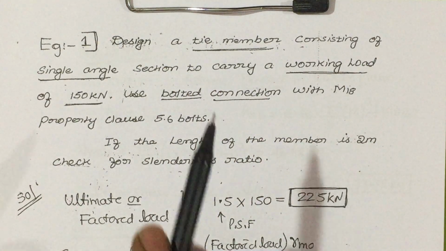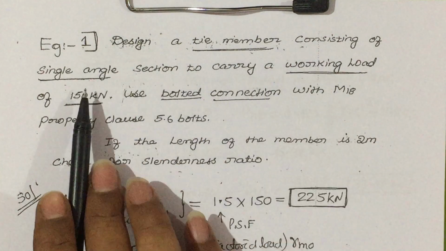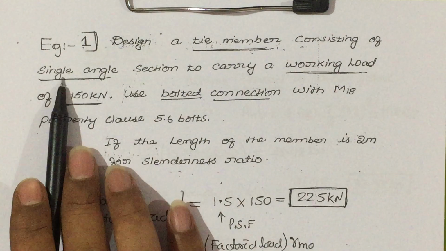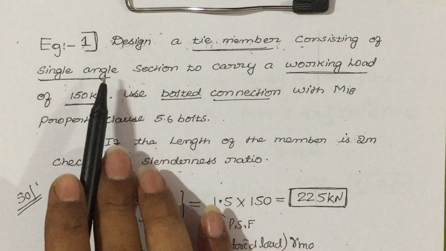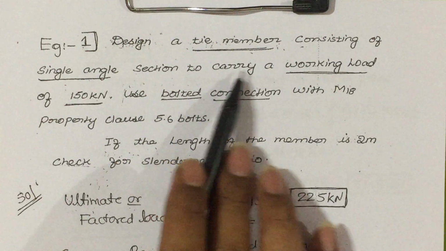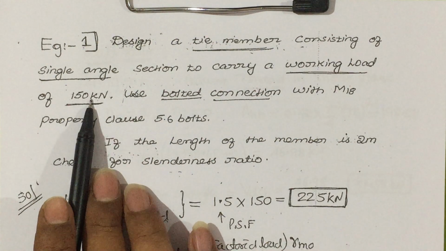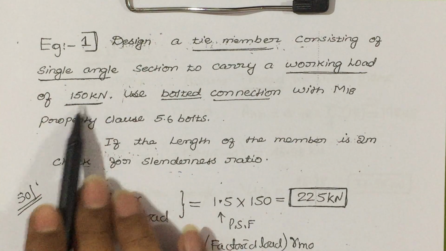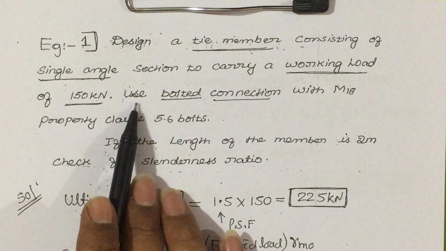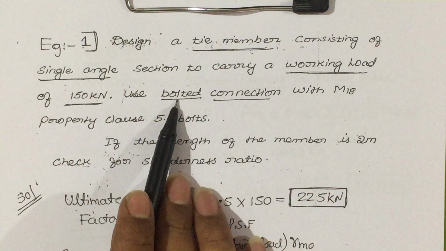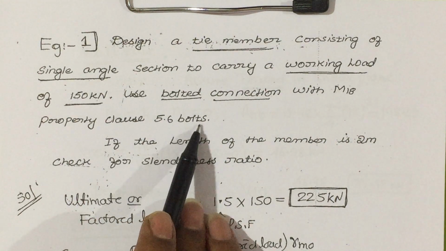Example 1, design a tie member, nothing but tension member consisting a single angle section. We come across single section as well as built up section. It's a single angle section to carry a working load of 150 kilonewton. This is only the load, nothing but we need to find out the factor load or the ultimate load. This is the working load. Use bolted connection. Connection is bolted with M18 property class 5.6 bolts.